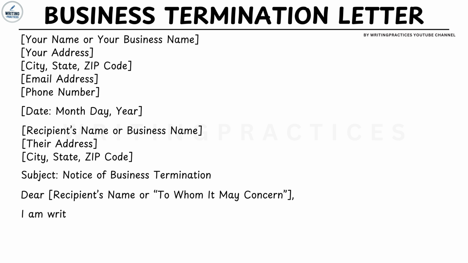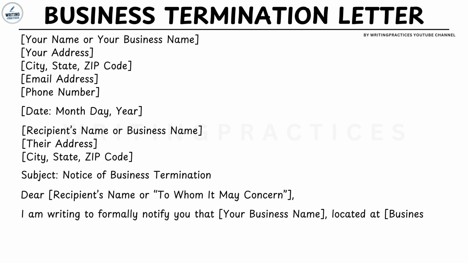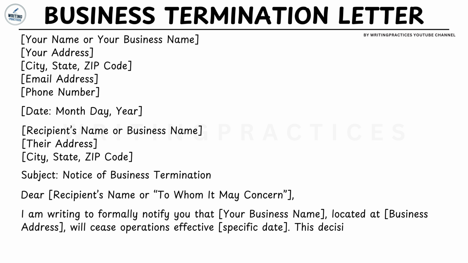Opening paragraph. Purpose of the letter. Now we get into the heart of your business termination letter. The opening paragraph. Here's where you clearly state that your business is ceasing operations and give the specific date the termination will take effect. For example, you might say, I am writing to formally notify you that your business name will cease operations effective specific date.